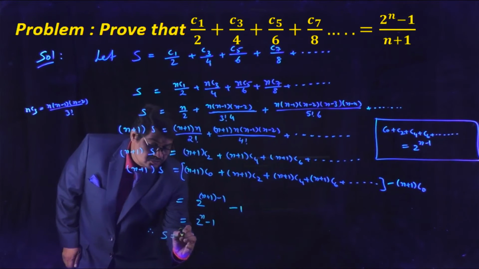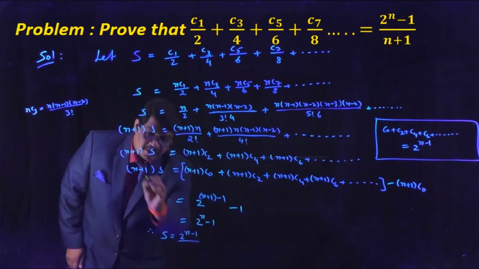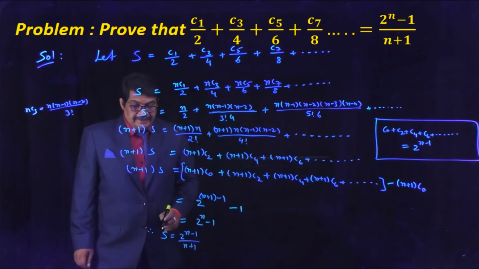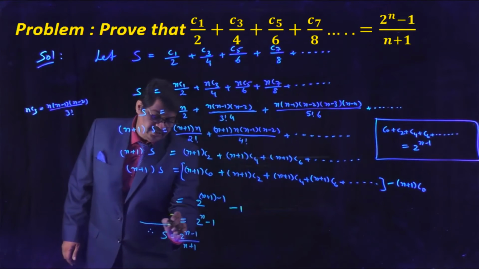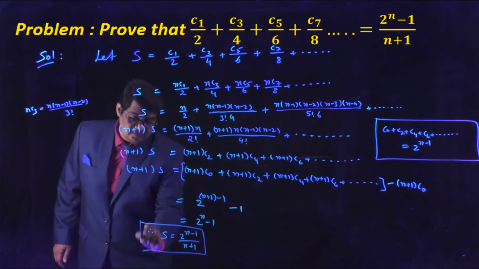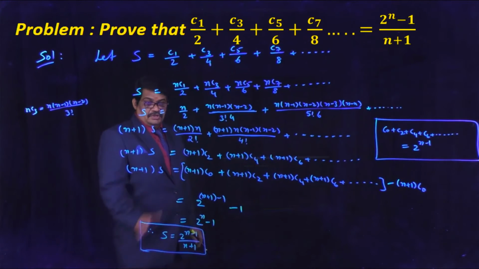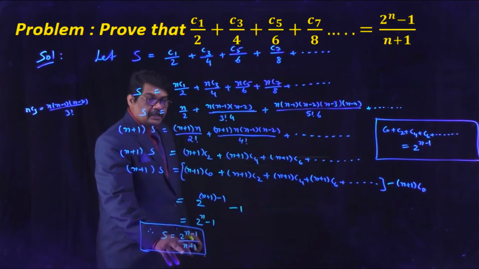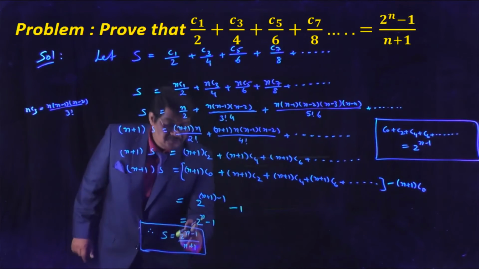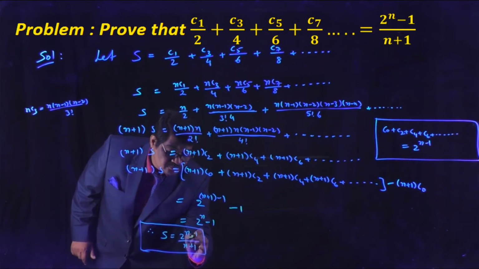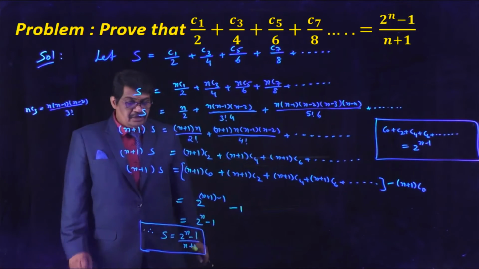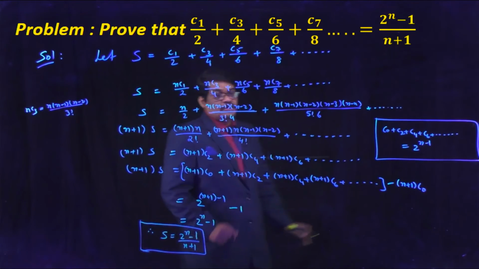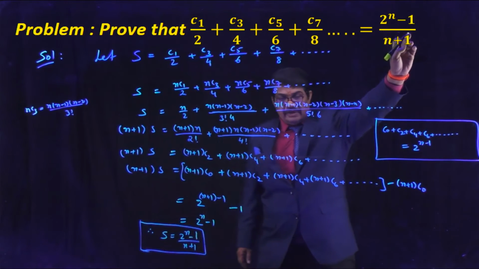Therefore, S is equal to 2 to the power of n minus 1 by, now this n plus 1 moves to the RHS. Then we get S is equal to 2 to the power of n minus 1 by n plus 1. So that is our required result: S equals 2 to the power of n minus 1 by n plus 1.